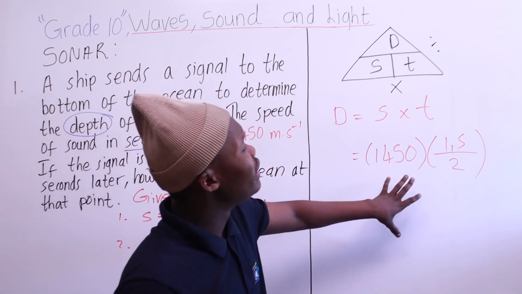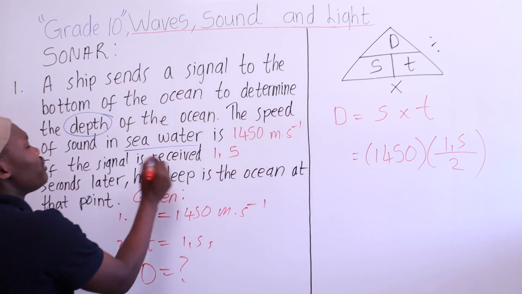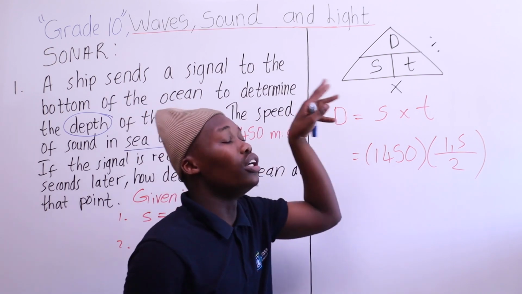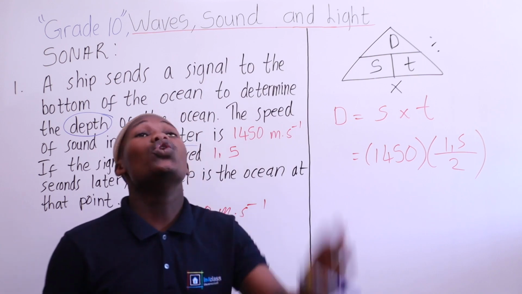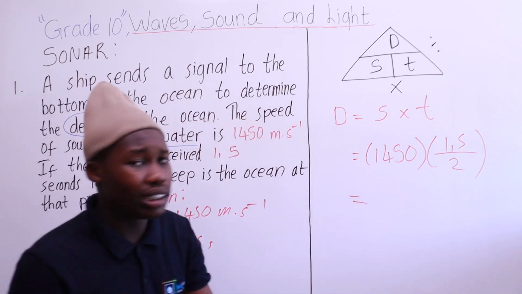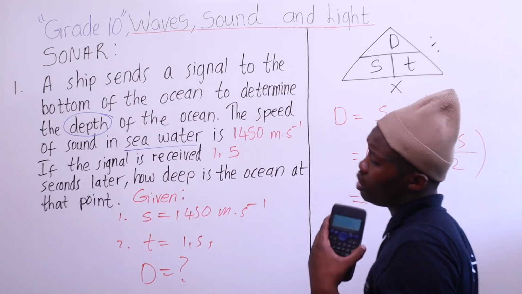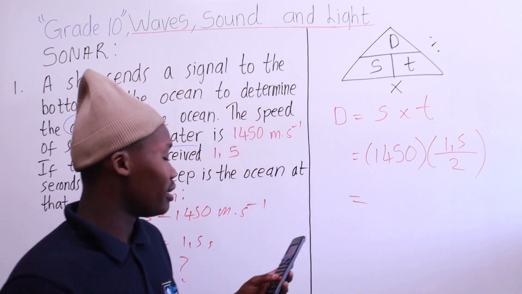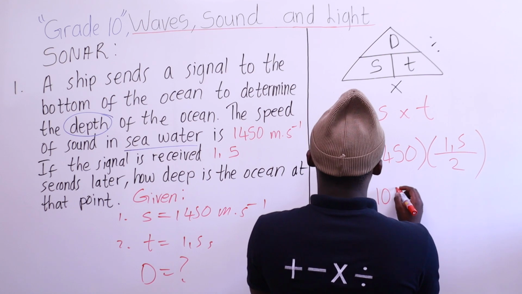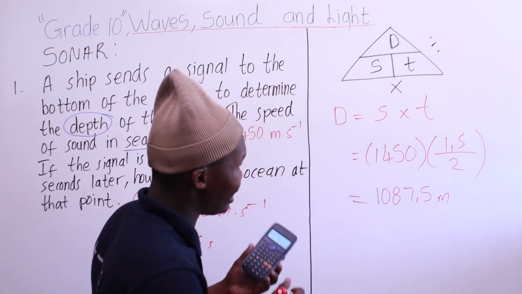We divide by 2 because we want the time of going down only, or going up only. They said the signal was received 1.5 seconds later, which means it went down and came back, and the time for the whole trip is 1.5 seconds, so the time down and the time up are equal. That is why we divide by 2. So this is 1,450 multiplied by 1.5 over 2, or 0.75. Take your calculator and check that it is right, and that you are not in other settings. So 1,450 multiplied by 1.5 divided by 2, we get 1,087.5 meters.